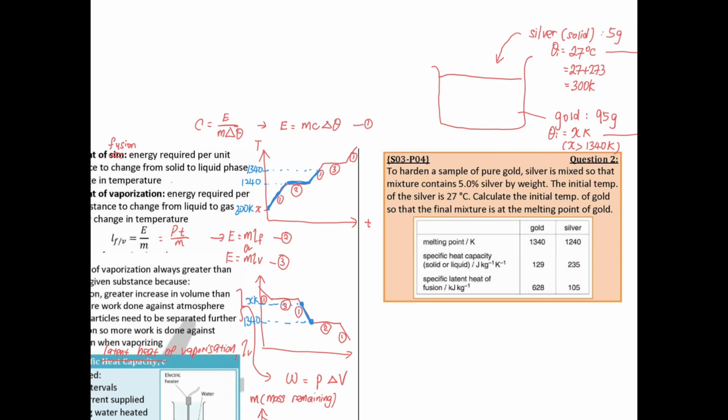Okay, so for gold, we involve formula 1 only, until melting point, then finish. We can switch off the heater already when they reach the melting point of 1340. Okay, so now let's do the calculation.